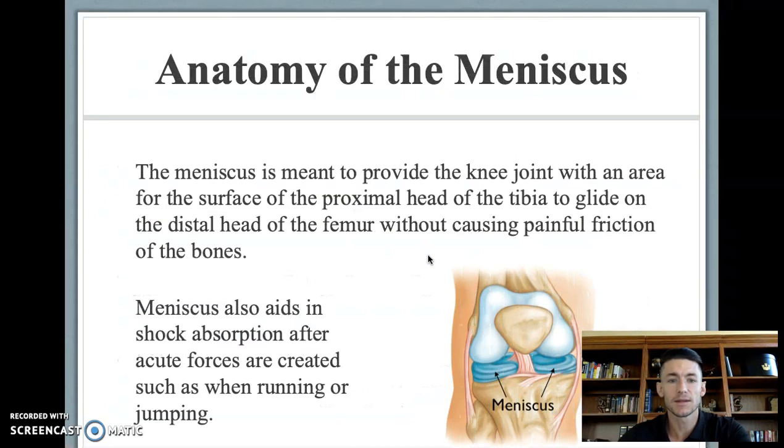The anatomy of the meniscus. This is meant to provide the knee joint with an area for the surface of the proximal head of the tibia to glide against the distal head of the femur without causing a painful friction along the bones. Meniscus also aids in shock absorption after acute forces are created from running or jumping.